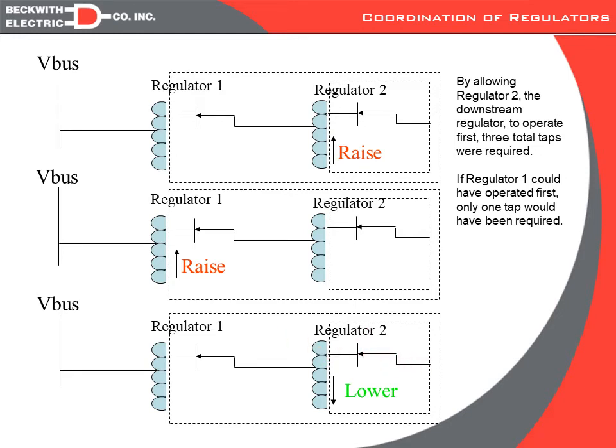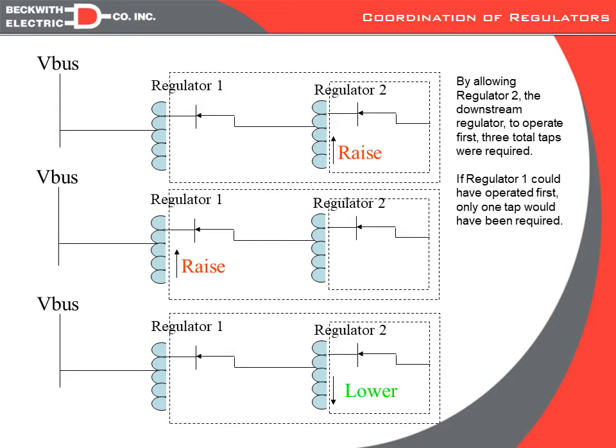So you can see that if we do not properly coordinate our regulators, we can increase the number of operations. So if we would allow regulator 1 to operate first, in this example, if the whole circuit was low, we would have only had 1 tap as opposed to 3 taps. So, the general rule for coordinating regulators is the regulating device closest to the source will have the shortest time delay, and the time delay will be increased with each set of downline regulators.